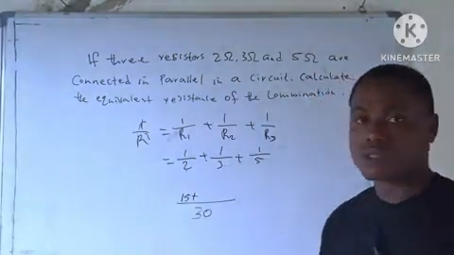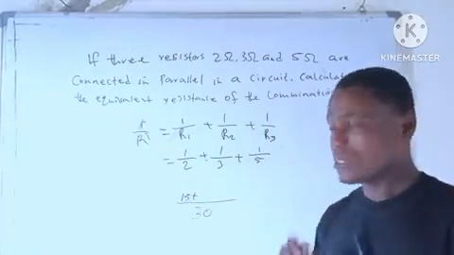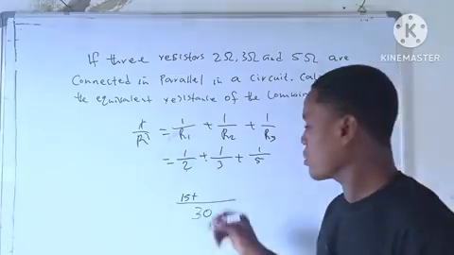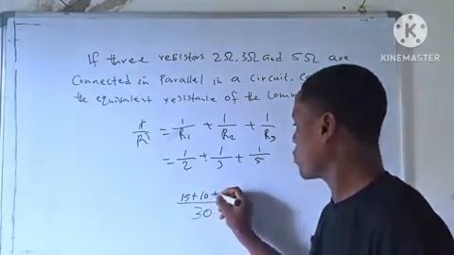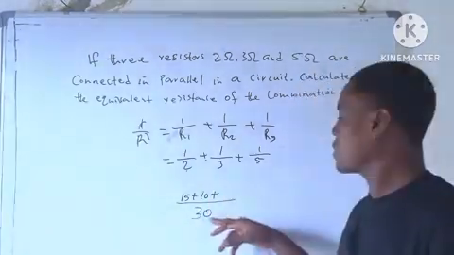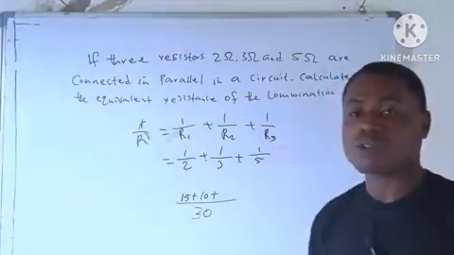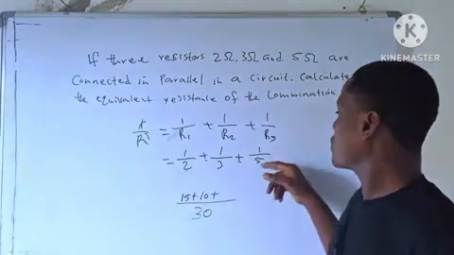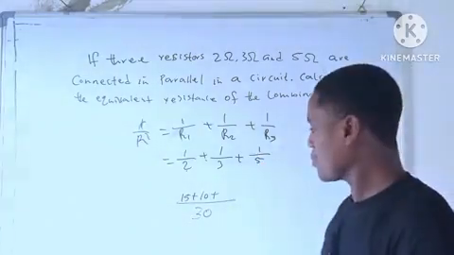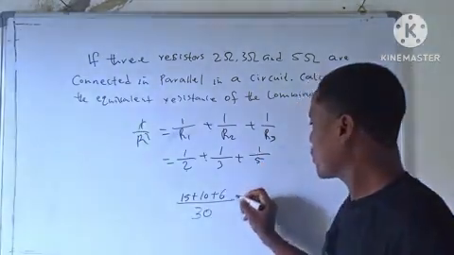30 divided by 3 is what? Is 10. Then 10 times 1 is what? Is still 10. Plus, let's come to the fifth one. 30 divided by 5 is what? Is 6. 6 times 1 is what? Still 6.